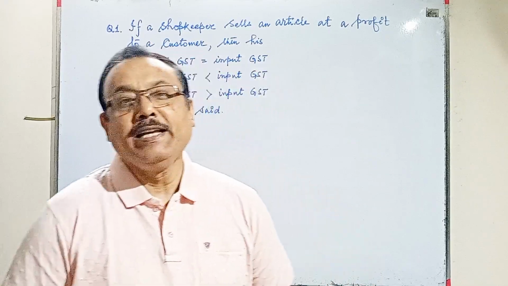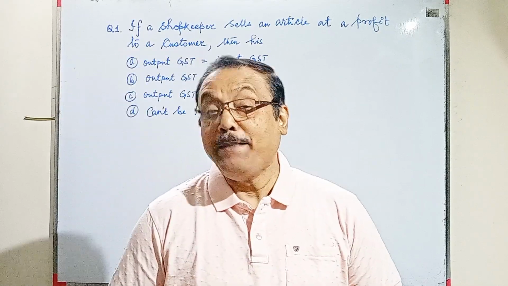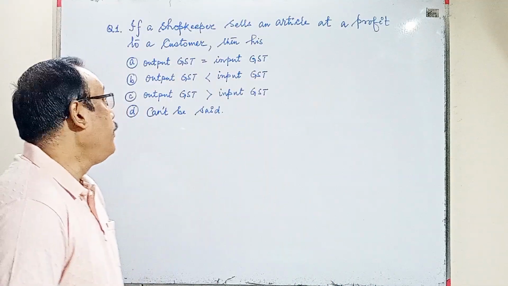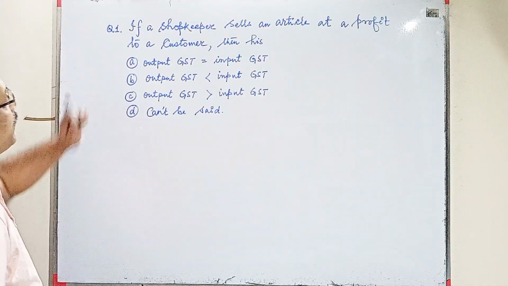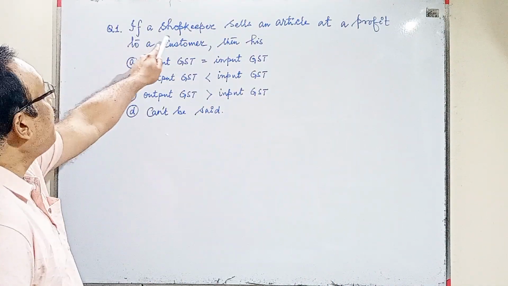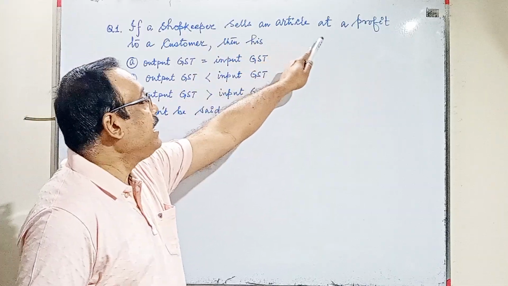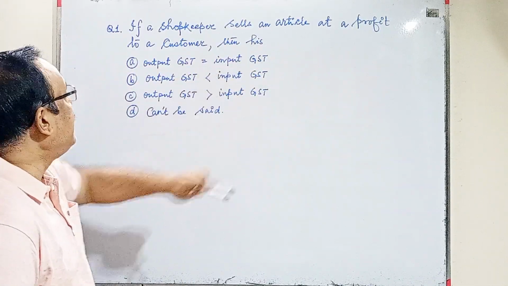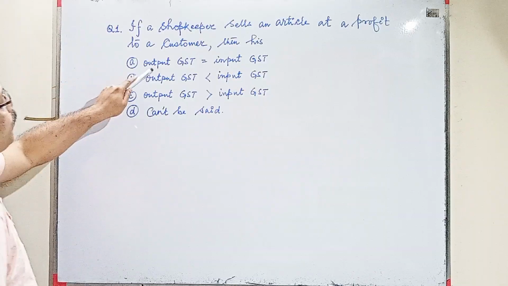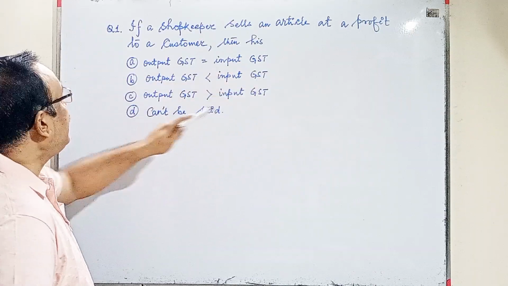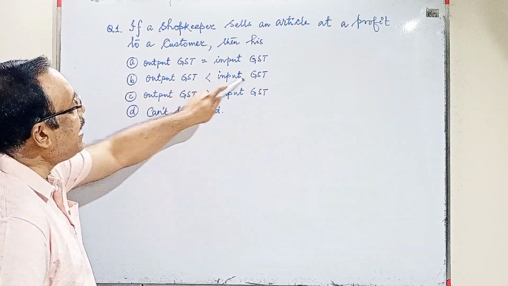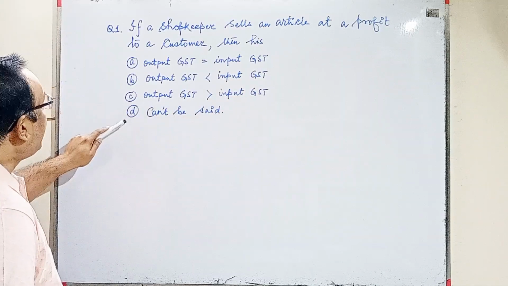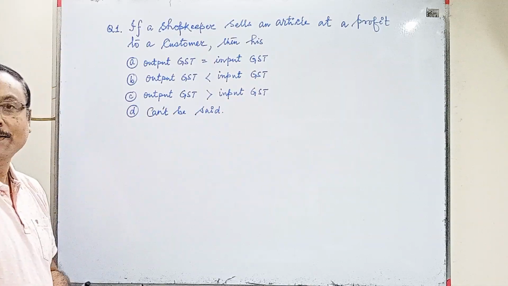Today we'll be discussing multiple choice questions, MCQs, on goods and service tax. So we go with the first question, question number 1. If a shopkeeper sells an article at a profit to a customer, then we have 4 choices: output GST is equal to input GST; output GST is less than input GST; output GST is greater than input GST; and the 4th option is can't be said.